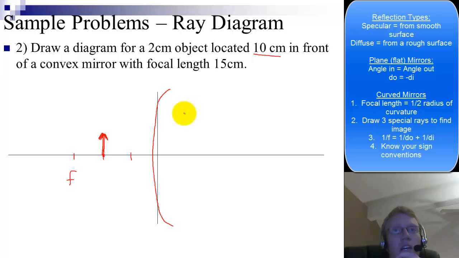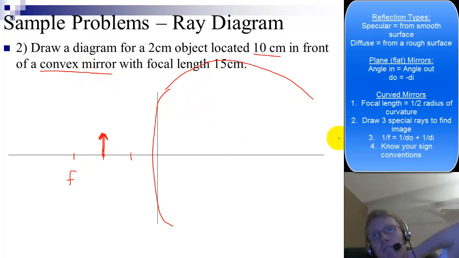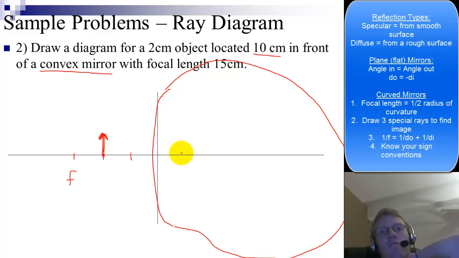So this is a convex mirror. The focal point, I've made a mistake. Since it's a convex mirror, the focal point is inside of it, right? This kind of curves around like such and such. So the focal length is actually right here. 10 centimeters, it's inside, so it's not right here. Ignore that. So what were our rules?